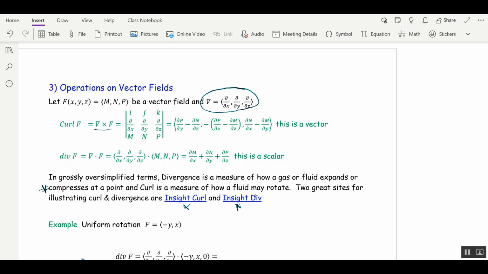And instead of multiplication, for example, del by del y, it's not times p, it's del by del y of p. And you can see that right there. Same with divergence. Divergence is del dot F. So you just take the partials that you see here and add them together. And remember, divergence will be a scalar and curl will be a vector.